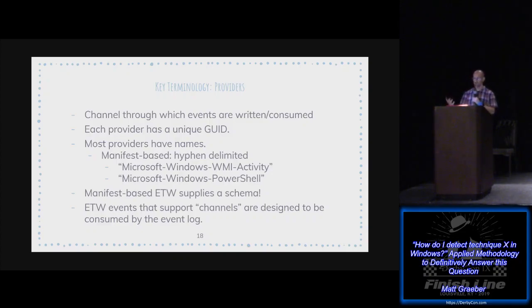But then when a consumer does come around, this is called an ETW trace session. This is the consumer of these events. So a trace session can subscribe to these providers, of which there are many, where each has its own unique GUID value, and many of which have human-readable names. In manifest-based ETW, which we're going to be talking about mainly here, each one has a name, and they tend to be hyphen delimited. So the WMI one is Microsoft-Windows-WMI-Activity, right?